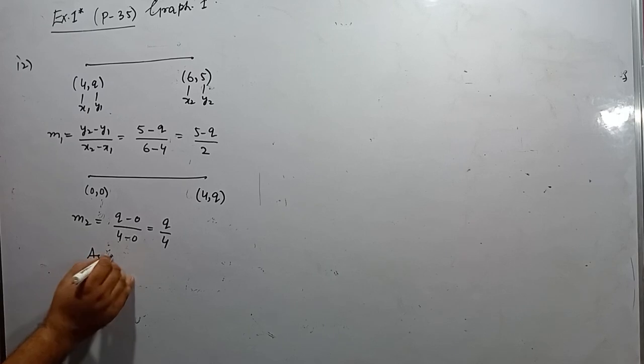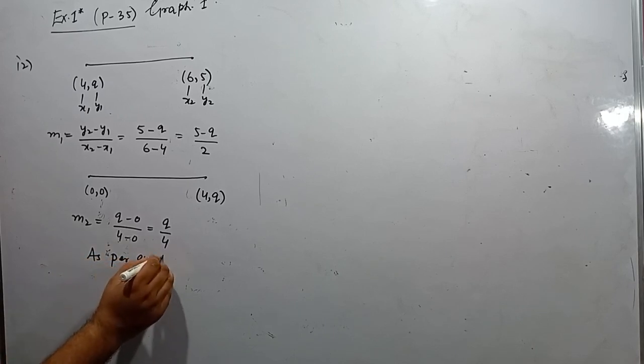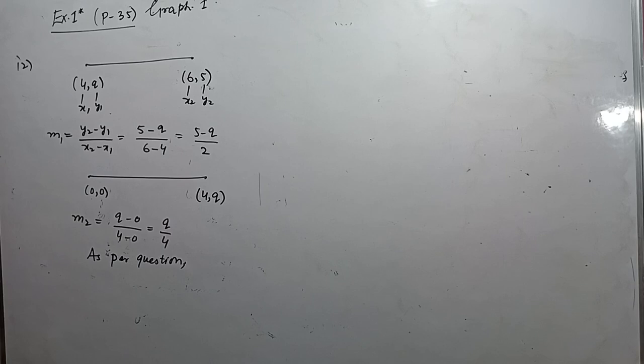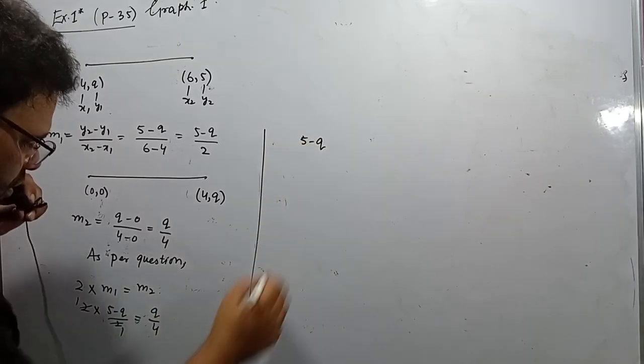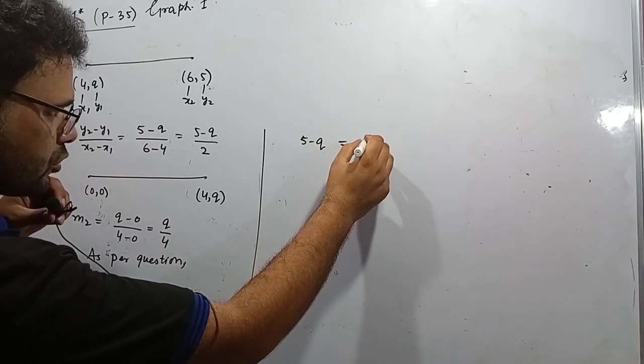As per question, you can see in the question it is written the first gradient is twice the gradient of the second line. So first gradient is twice. That means 2 into m1 is equal to m2. That is 2 into, what is m1? That is 5 minus q divided by 2. What is m2? That's q divided by 4. So 2 ones are, 2 ones are. So I can write 5 minus q is equal to q divided by 4.